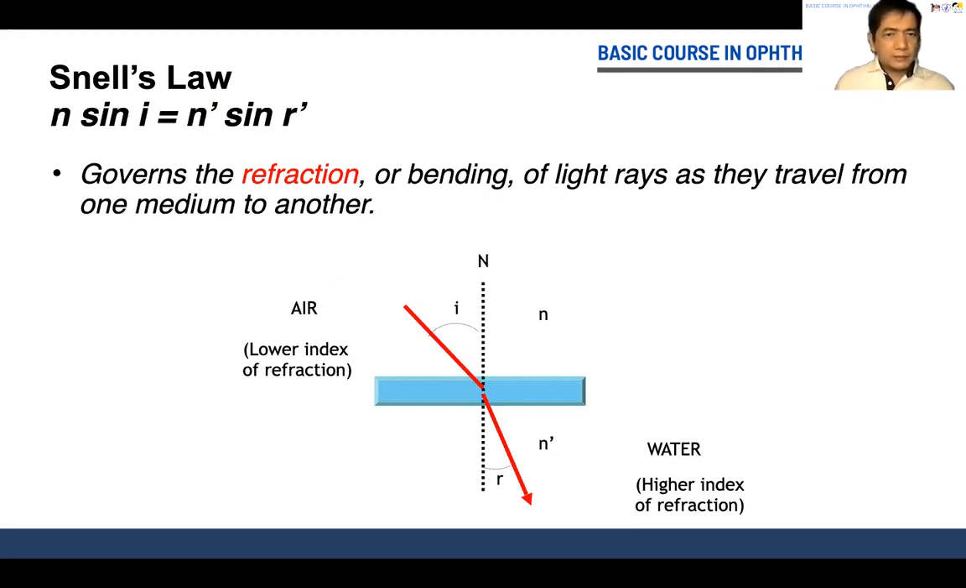Refraction is governed by Snell's law, which states that as light travels from one medium to the other, especially from a medium of lower index of refraction to a medium with higher index of refraction, there is bending of light rays. And as it travels, there is a slowing of the movement of the light rays from lower index to higher index of refraction. And the bending is towards the normal or central ray, which is the dotted line in the illustration.